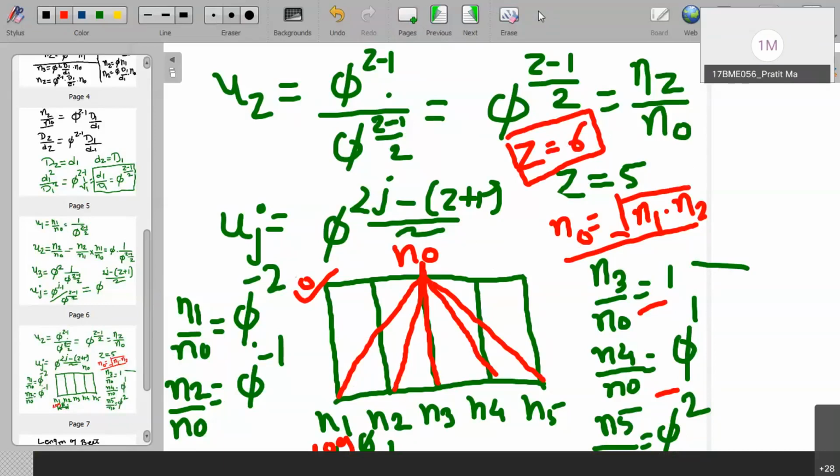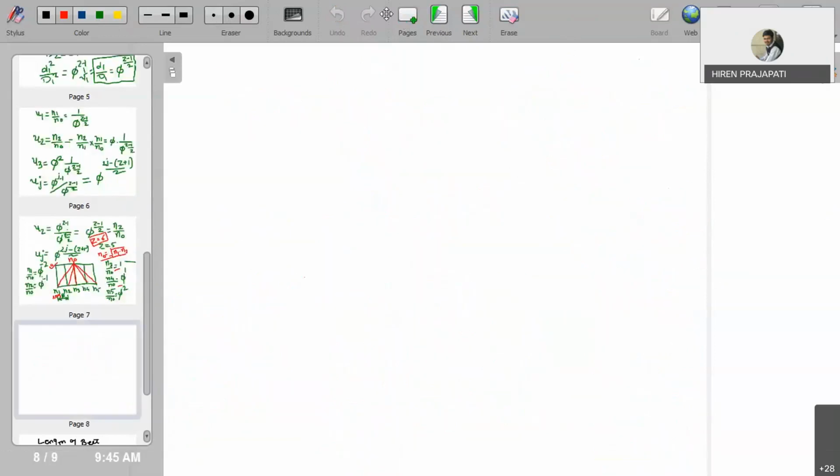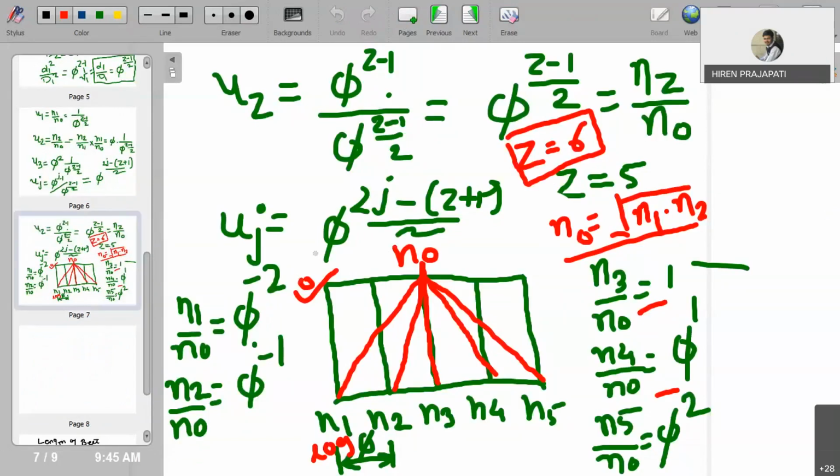Sir, this equation n0 equals root of n1 and nz, how did we derive it? See, generally, let me take one new page. See, if you simply use these equations, then you get this diagram. Is it clear? You get this diagram. This speed chart is clear.